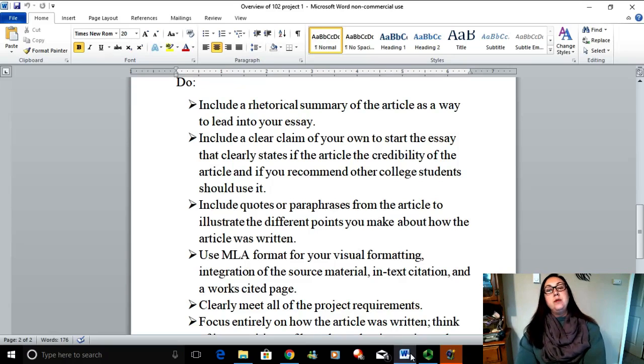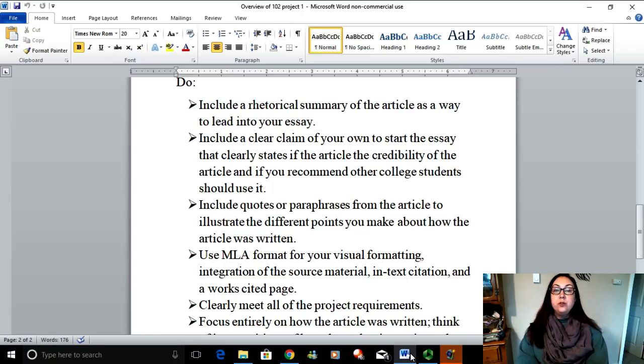Also include a clear claim of your own to start the essay. It doesn't need to be the first sentence. In fact, it's probably better if it isn't, but just somewhere early on in your essay, make sure that you actually address the question, which is: is the article credible for other college students to use? If so, how? If not, why not? Right? That's the piece that holds the whole thing together. That's what your purpose is. That's what you're trying to determine. So you want to make sure that your stance on that is clear up front. That way, every paragraph that follows is going to clearly tie back and connect back to that point.